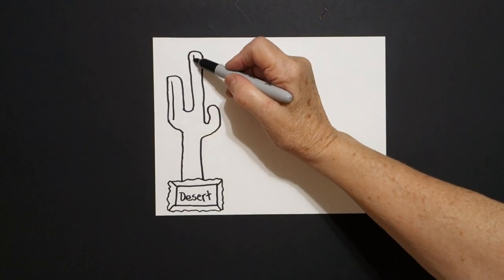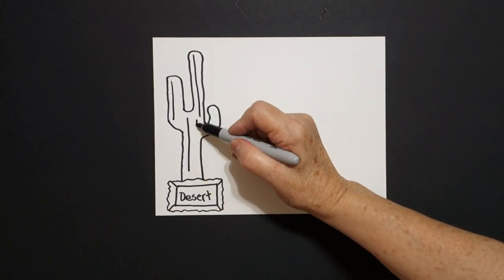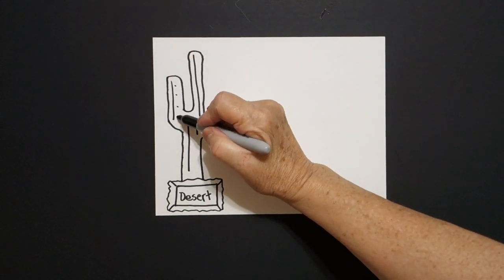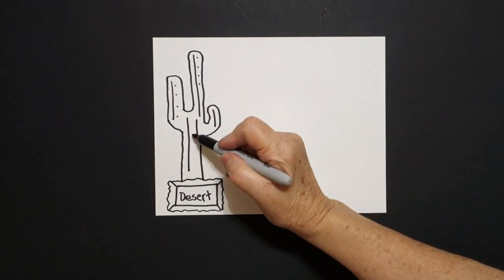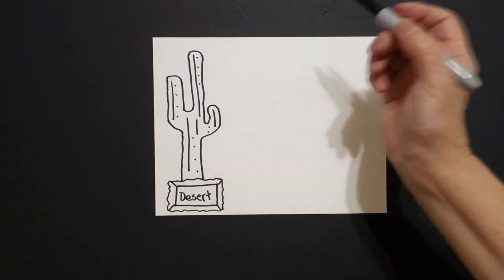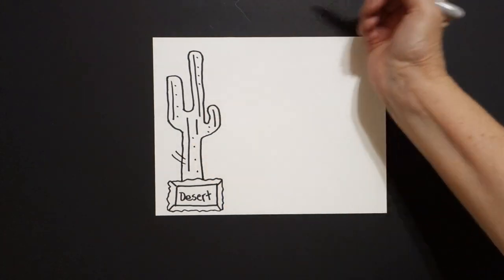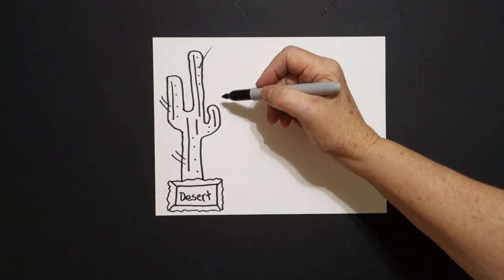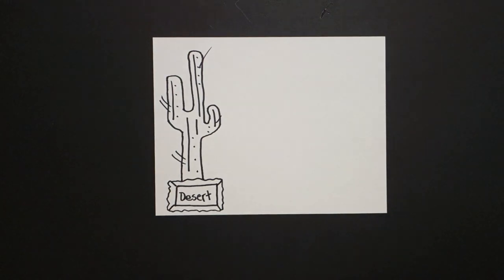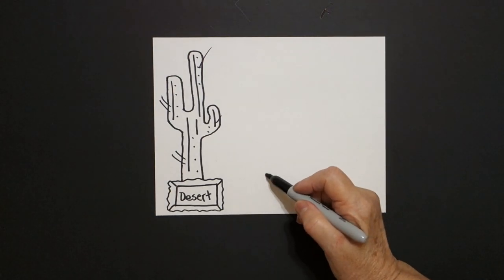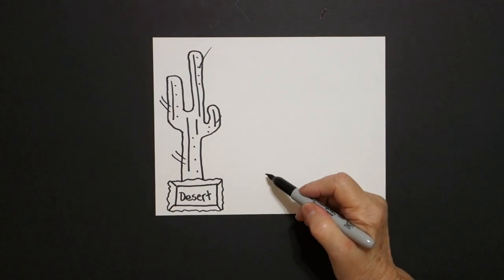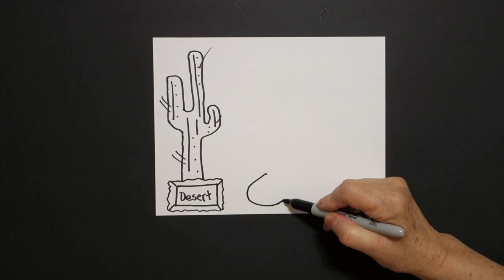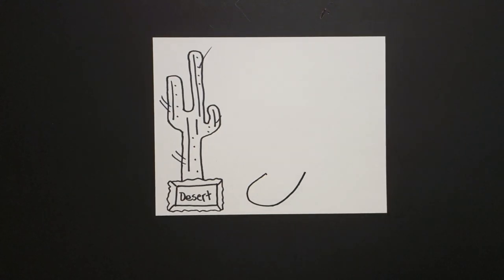Inside, I'm just going to draw 1, 2, 3, 4, 5 straight lines, and I'm going to put some dots every once in a while going down, and then I'm going to put 1, 2 little curved lines. Okay, now starting over here, I'm going to put a dot, and from that dot I'm going to draw straight line, curve line down, straight line up, and leave it floating.